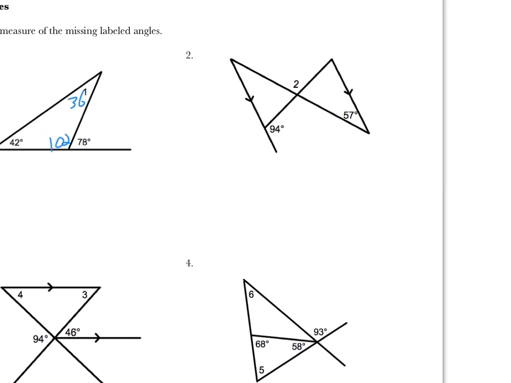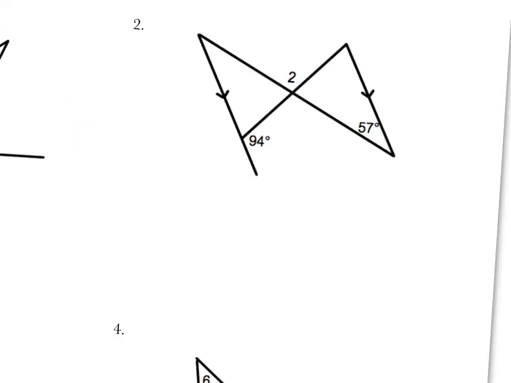Moving on to number 2. Again, you see some parallel lines. I see this angle of 57 degrees, and I know this one right here must also be 57 because they are alternate interior angles.